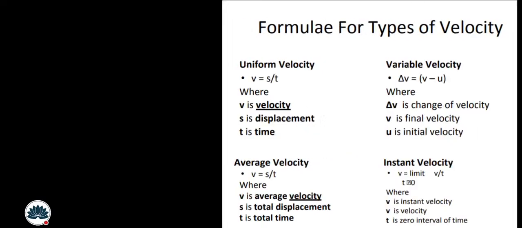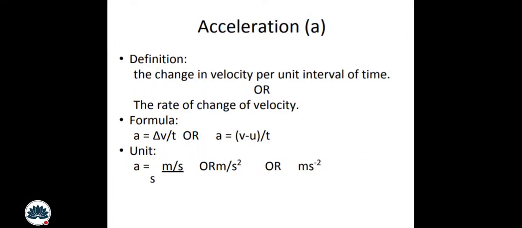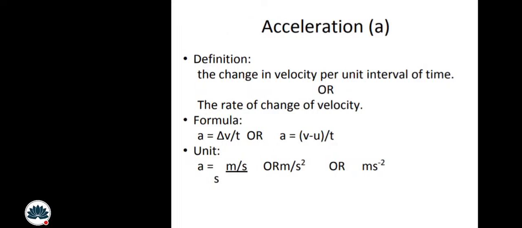What is acceleration? The definition of acceleration is the change in velocity per unit interval of time, or the rate of change of velocity. The rate of change of velocity is basically easier for you to understand. Such as, if there is a particular car with a velocity of 2 meter per second, after 5 seconds the velocity has changed from 2 meter per second to 4 meter per second. It means how much velocity has changed? 4 minus 2 is equal to 2. So the acceleration is 2 meter per second square. So the SI unit is meter per second square.